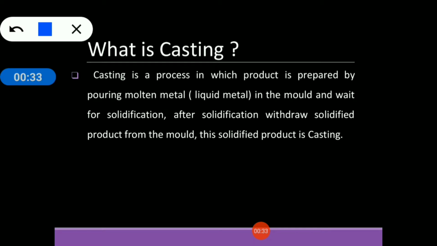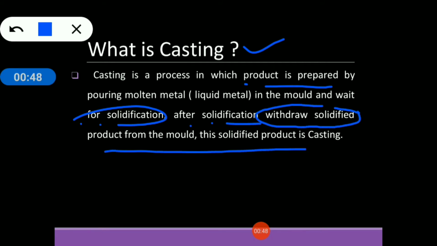So what is casting? Casting is a process in which a product is prepared by pouring molten metal in the mold and waiting for solidification. And after solidification, whatever solidified product we withdraw, that is a casting.